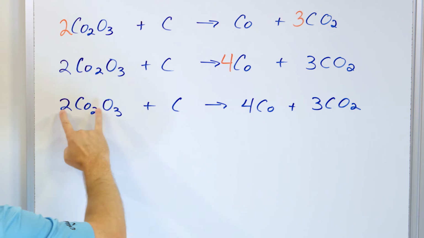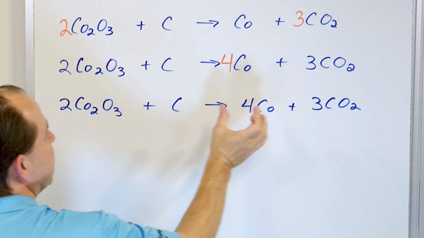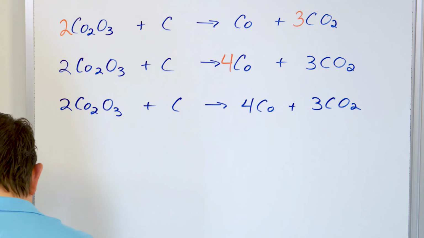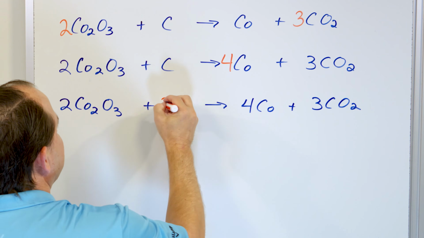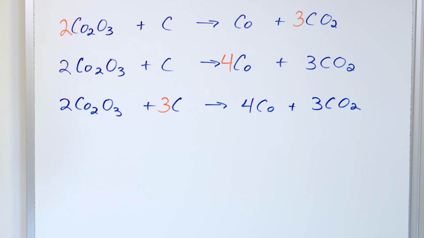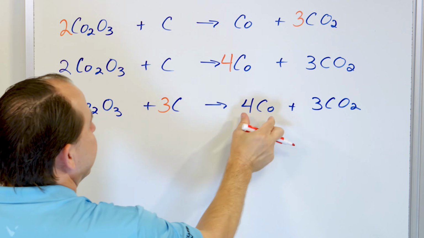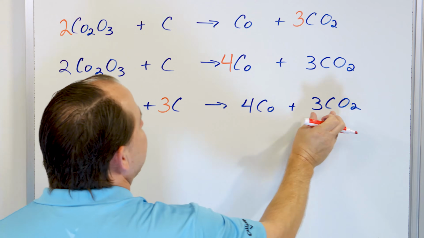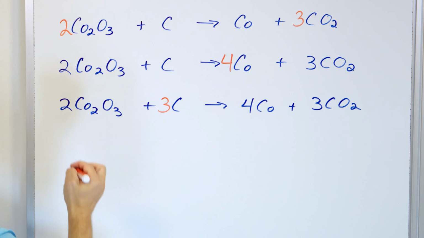We have 4 cobalt, 6 oxygen, 6 oxygen. 1 carbon, 3 carbon. How do I fix it? Well, since carbon's by itself, I'll just put the 3 here and it doesn't affect anything else, and it's correct. So 4 cobalt, 6 oxygen, 3 carbon, 3 carbon, and that's it. This is the balanced reaction.